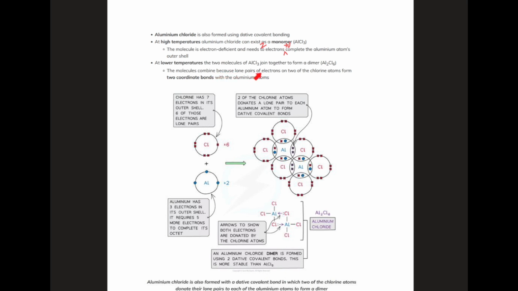The molecules combine because lone pairs of electrons on two of the chlorine atoms form two coordinate bonds with the aluminium atoms. So let's see how it works. You can see the picture here. We look at this one first. This is the simple structure. I put two circles for our reference here. This is one monomer, and this is another monomer.